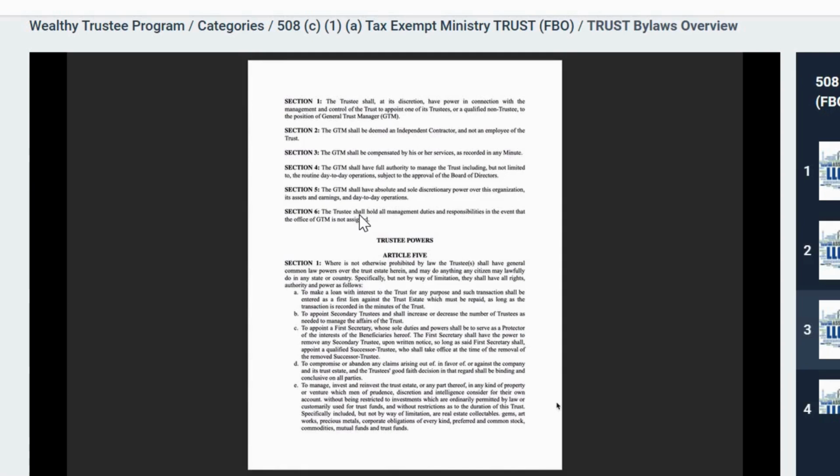Section 5. The GTM shall have absolute and sole discretionary power over the organization of the trust. Section 6. The trustee shall hold all management duties and responsibilities in the event that the office of the GTM is not assigned. Article 5. Trustee powers.